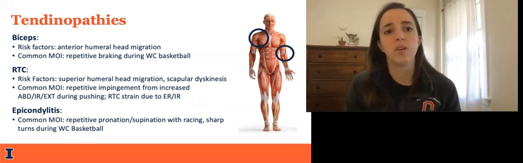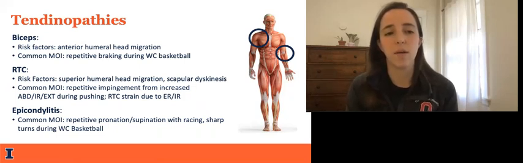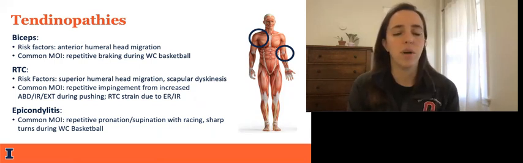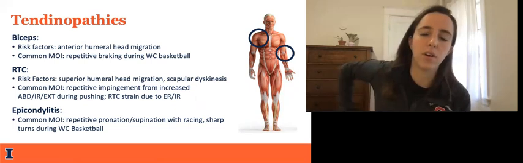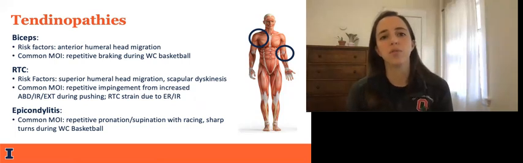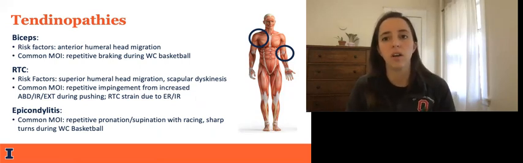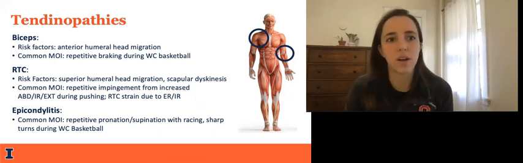Another one is rotator cuff tendinopathies. So you're getting superior humeral head migration because you have rotator cuff weakness and a lot of times adductor weakness, and scapular dyskinesis also doesn't help. And so you're going to have rotator cuff impingements a lot of the time, and even some rotator cuff tears with tendinopathies as well. This is usually due to repetitive impingement from that increased abduction, internal rotation, extension moment during pushing. And then you can get rotator cuff strain due to repetitive internal and external rotation as well. So if that's not strong, then you might get some tendinopathies or issues there.